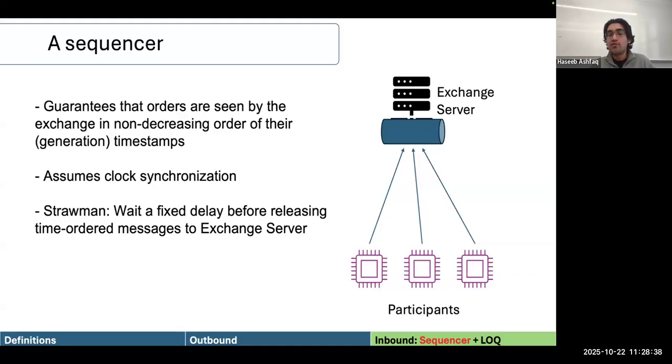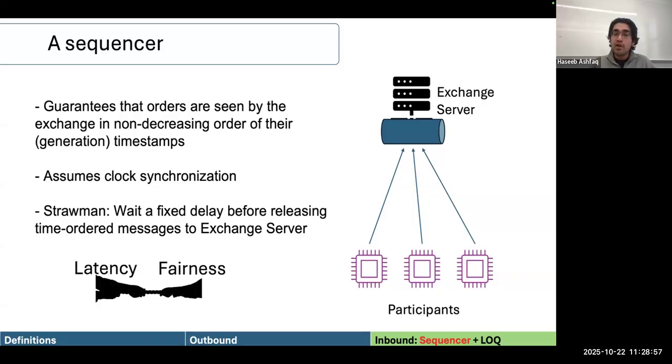This also works well enough with a small number of receivers, but as the number of receivers increases, there's more room for performance variation. There's more room for network reordering, and defining that threshold delay becomes hard. It also has this latency and fairness tension. If you wait a lot, you are almost guaranteed to receive the messages which were generated earlier, but the latency will be higher, and vice versa.